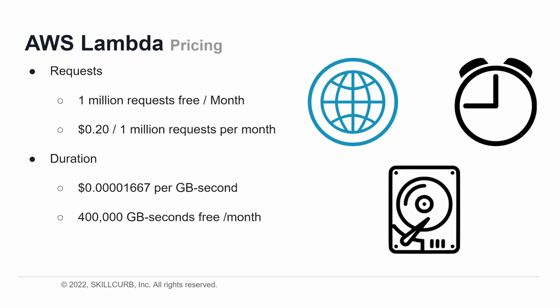The duration is calculated from the time your code begins executing until it returns or otherwise terminates, rounded up to the nearest millisecond. The price depends on the amount of memory you allocate to your function. In the AWS Lambda resource model, you choose the amount of memory you want for your function and are allocated proportional CPU power and other resources. An increase in memory size triggers an equivalent increase in CPU available to your function.